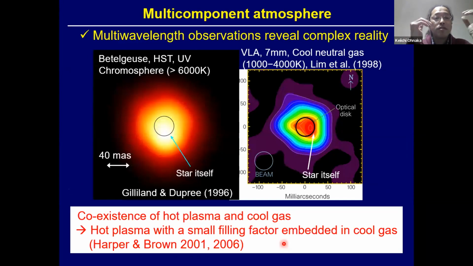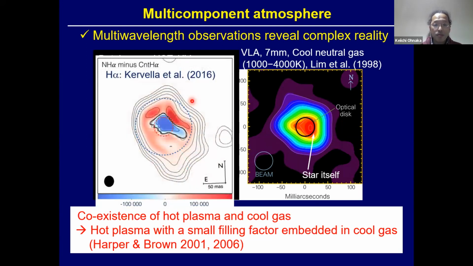So if we go to other wavelength domains, we can see the complex structures of the atmosphere. What's shown here is the Betelgeuse image taken with HST in the ultraviolet, and this image shows the hot chromosphere. This black circle is the size of the star, of the optical stellar disk, and obviously the chromosphere extends to 2 to 3 stellar radii.